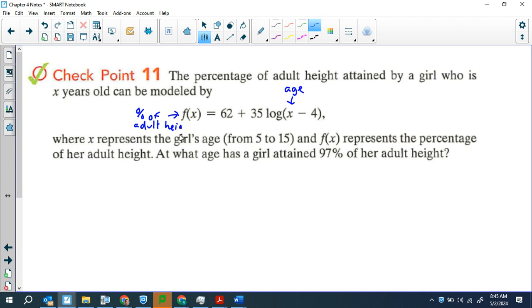So if you were to write anything in your notebook, I would write the equation, and I would write this is height, age, this is percentage of adult height.